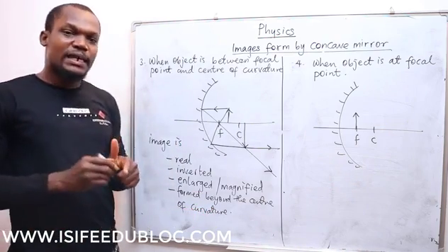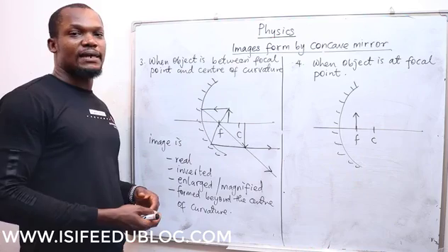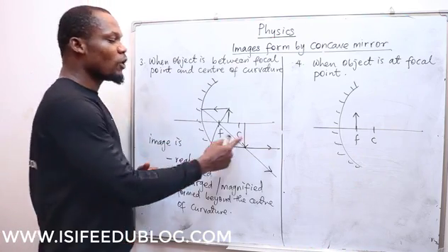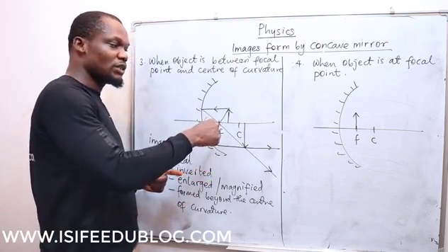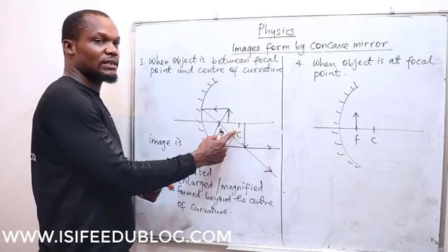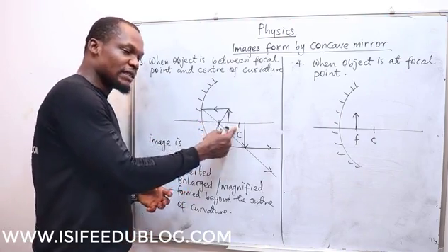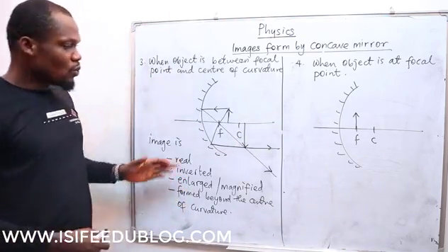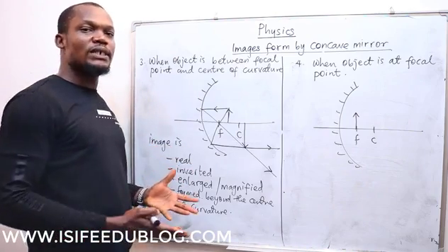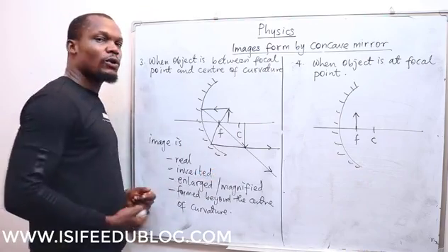So you can see from this diagram, this is just the opposite of the first diagram. In the first diagram, the object is where this image is, and hence the object is bigger than the image, and the image is formed between F and C. Now, when you place the object between F and C, the image will form beyond the center of curvature.